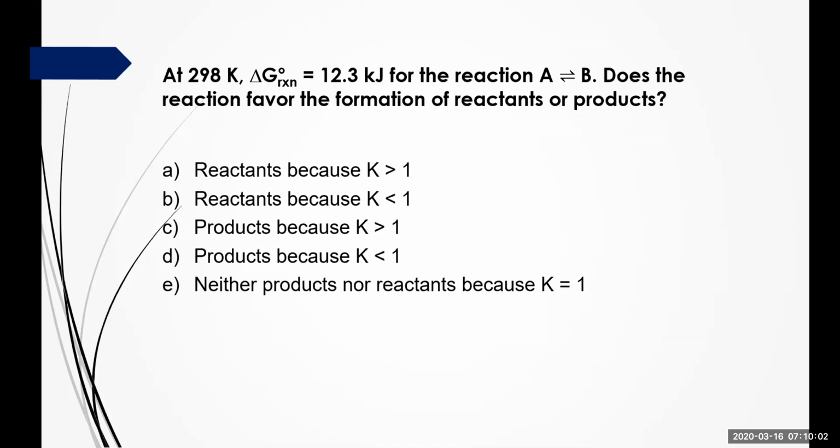Moving forward to the next one. Does this reaction favor the formation of reactants or products? So we're looking at our delta G. And so if you wanted to think about it, our delta G naught is related to the negative of our ln K.